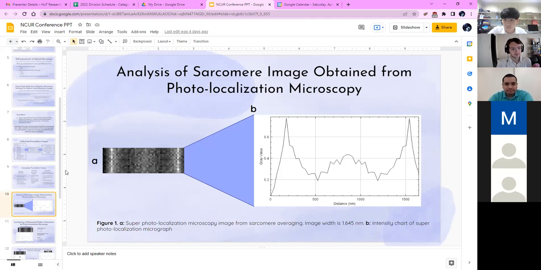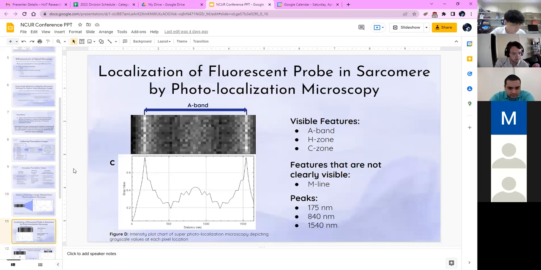So sorry about that. This is the image I obtained from super resolution photolocalization microscopy. On the left side, you can see the micrograph, and on the right side, you can see the intensity chart. This intensity chart depicts the intensity peaks across the micrograph. Some major peaks to note. So I have the A band labeled there.